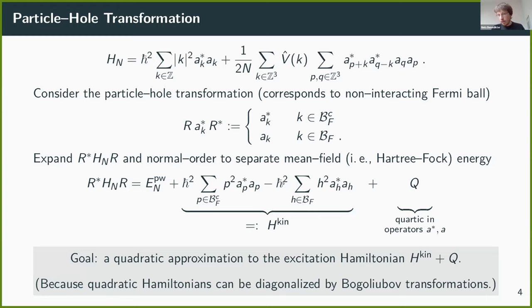And okay, then you have the transformation of the interaction, which is still going to be quartic in the creation and annihilation operators. Now, the goal we have is to obtain a quadratic approximation to this excitation Hamiltonian given by the kinetic term together with the interaction term. Why a quadratic approximation? Well, that's because quadratic Hamiltonians can be diagonalized by a Bogoliubov transformation. So once we have a quadratic approximation, we have almost solved the problem. So how do we get this quadratic approximation?